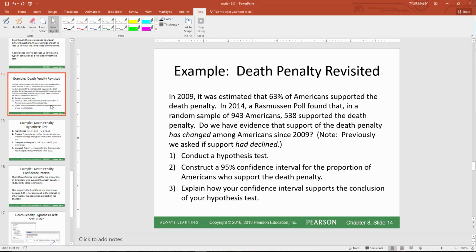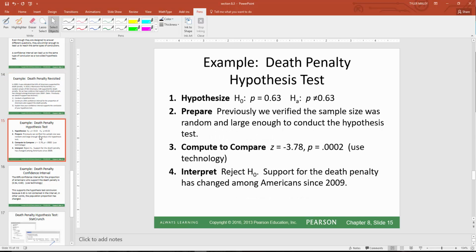Previously we asked if it had declined. Now we're asking, has it changed? We looked at that data before, but we're asking a different question. I'm just pointing that out.